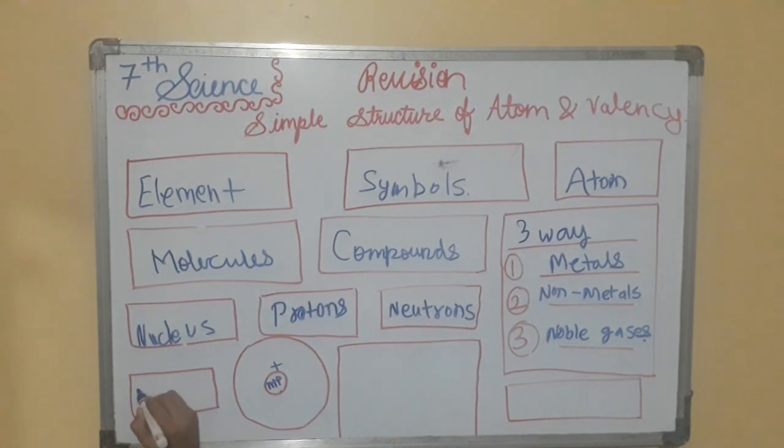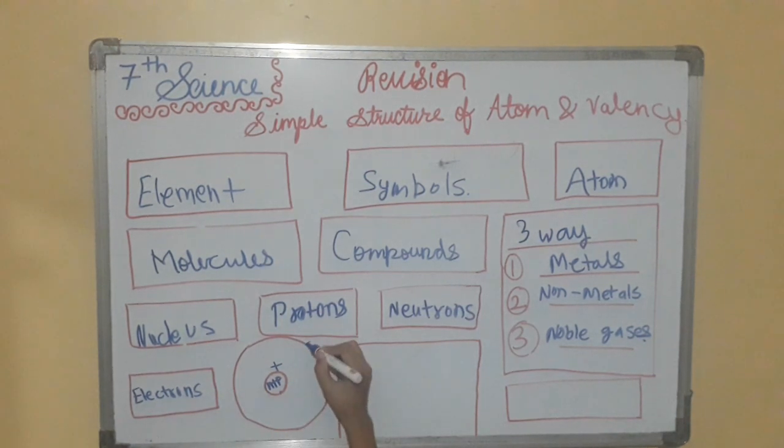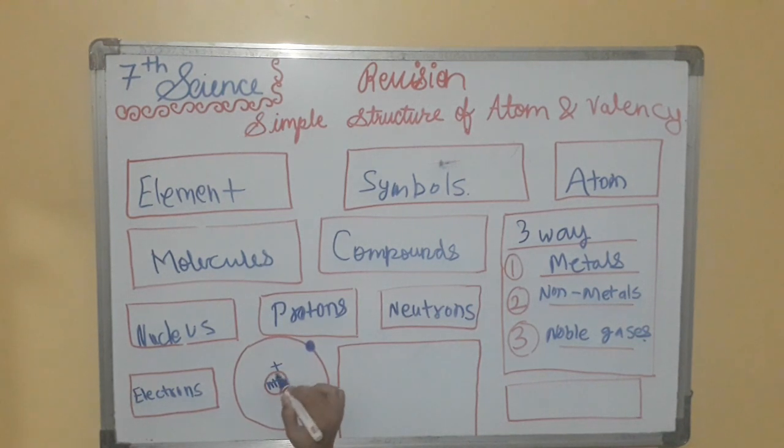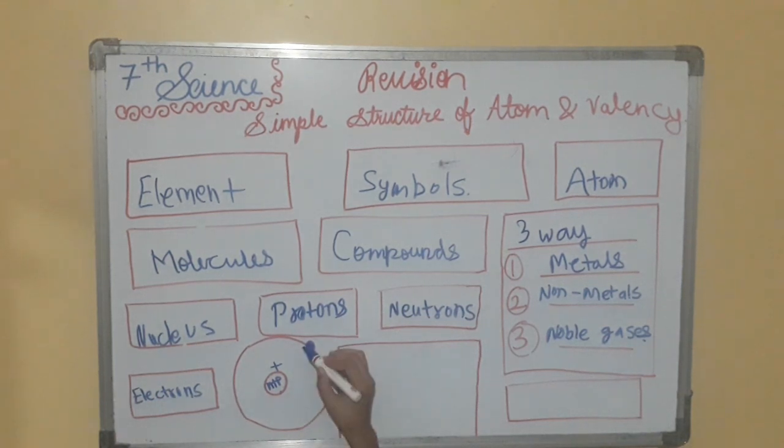Now, electrons. These are the electrons which revolve around the nucleus in orbits. The negatively charged particles present outside the nucleus are called electrons. The charge on an electron is taken as -1.